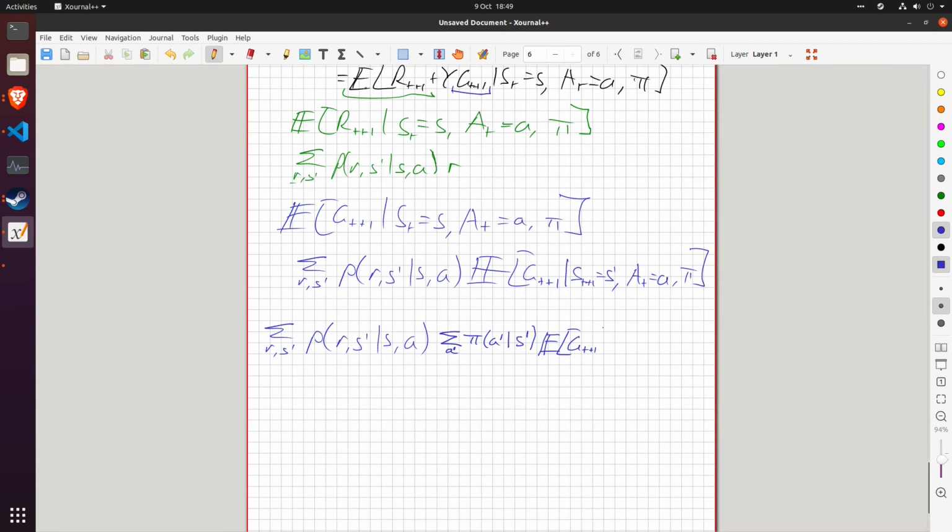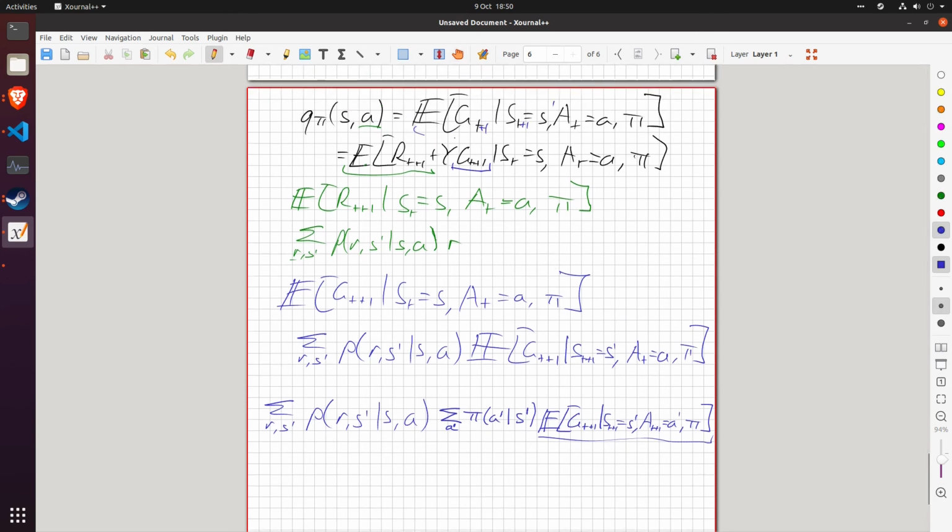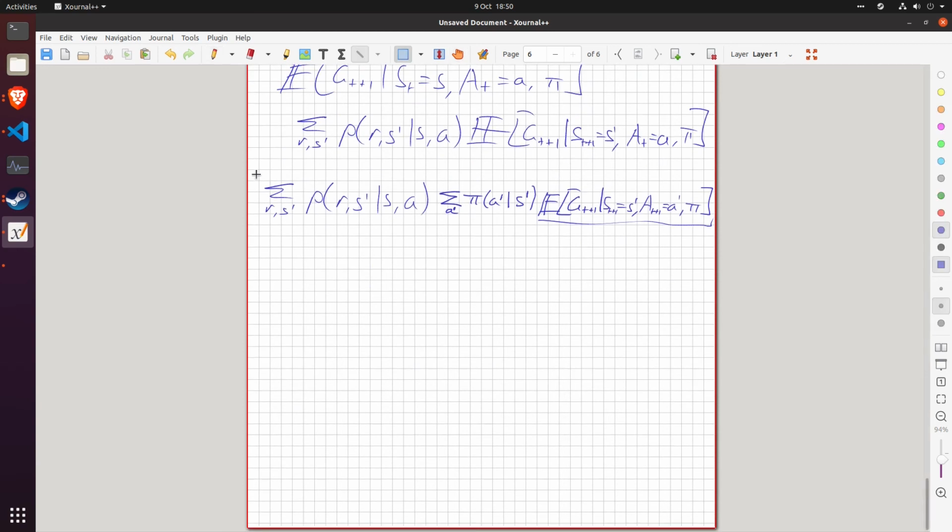So we still have an expectation value over G, but again the conditions, that's the important bit, are different. We've still got S_{t+1} equals S prime. Now we've got A_{t+1} equals A prime, and we've got pi. And now all of a sudden this expression looks like the next version of this expression up here, because we have a plus 1 here and we have a prime here. So I can use my trusty copy paste again, and I can rewrite this bit as the Q value function now of S prime, A prime.